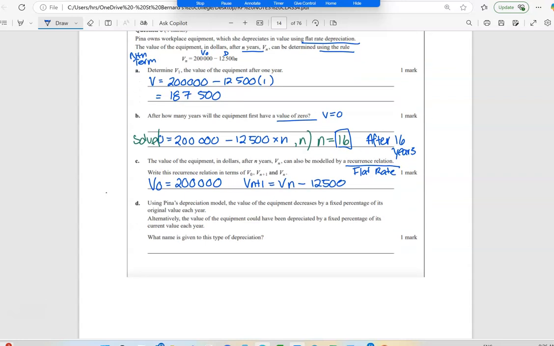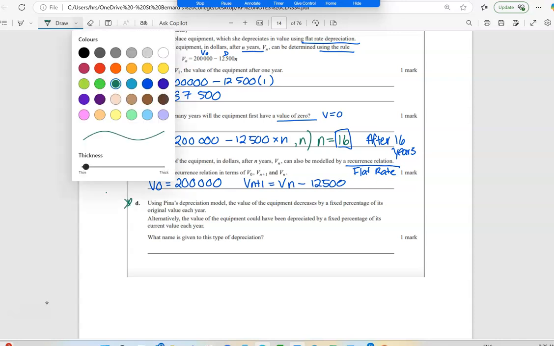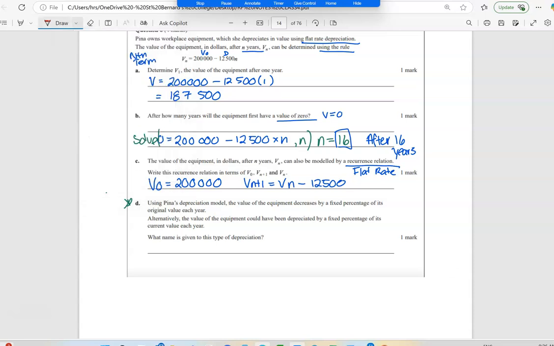And what I'm going to do, this is going to be what we're going to lead into. I'm just going to read this to you and I'll tell you the answer. You would not know this yet. Using Pina's depreciation model, the value of the equipment decreases at a fixed percentage of its original value. So this is like linear decay, yeah? Or flat rate. Now what it's saying is, alternately, the value of the equipment could be depreciated using a fixed percentage, but off its value every year. So that means it's going to take off a percentage of the new value every time.